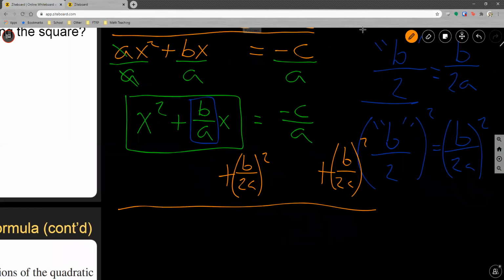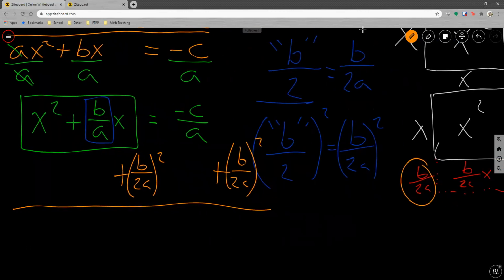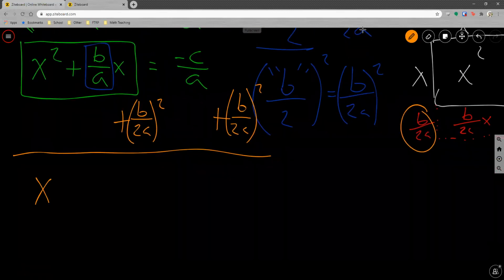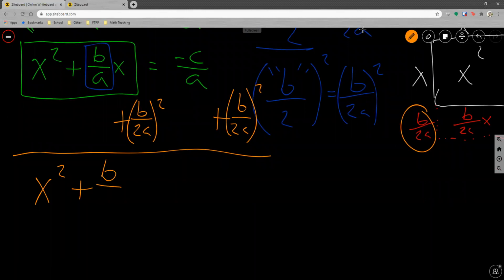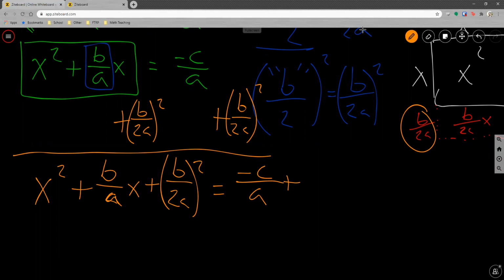And what that results in is the following. I've got x squared plus b over a times x plus (b over 2a) squared. And the right side is going to be equal to negative c over a plus (b over 2a) squared.